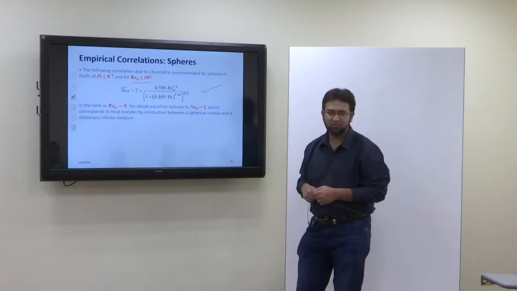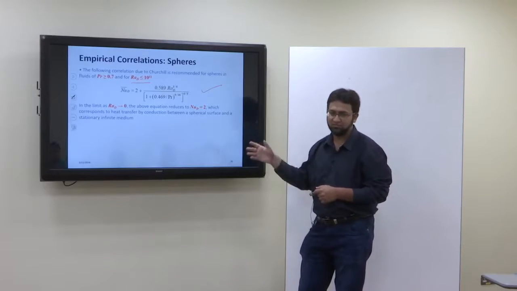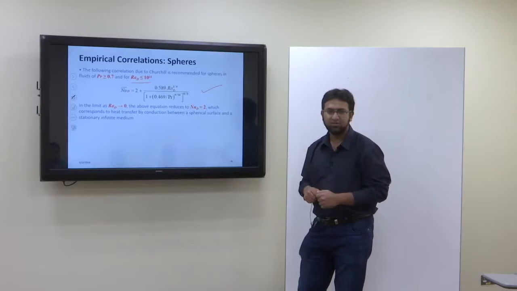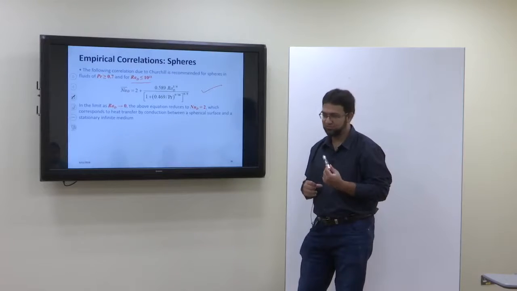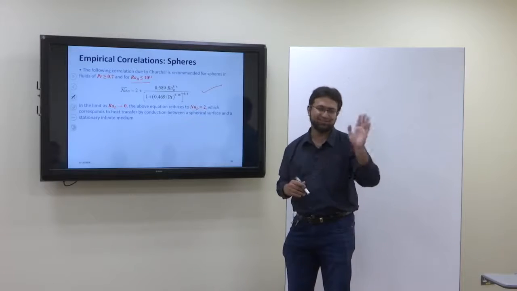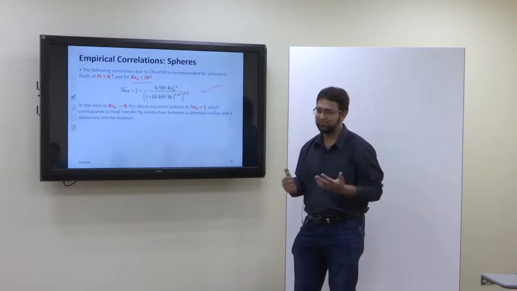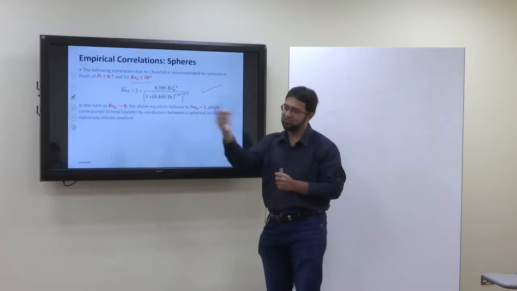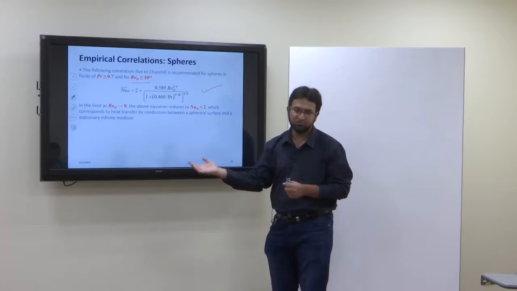We don't have any numerical in the classwork problems related to the long cylinder or the sphere, but you have something there in the homework. The application is exactly the same as you had done for the flat plate. First find out the Rayleigh number, then substitute in the Nusselt number, find out the heat transfer. That's it.